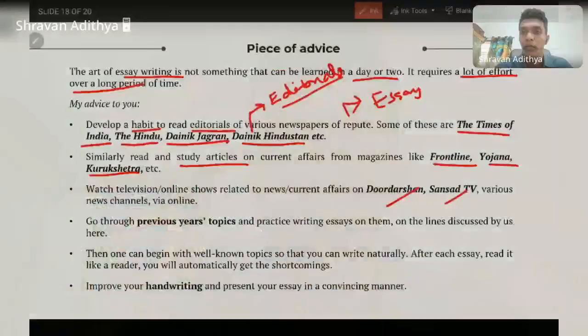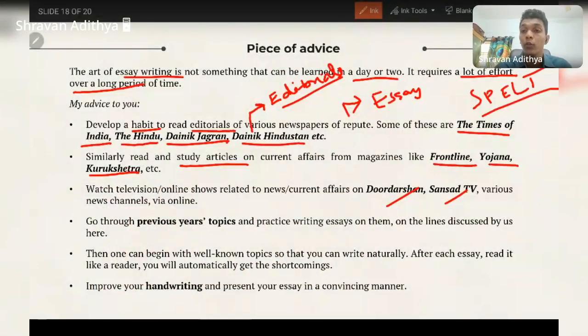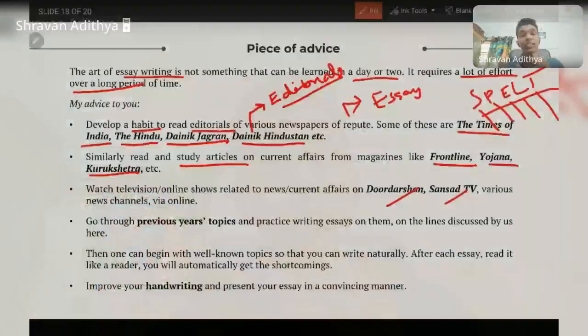Okay, these things will be really helpful while gathering points. We talked about writing in the SPELT approach, but you need points for each and everything, right? What I have taught you is how to write an essay. What to write in an essay is something you have to prepare on your own. For that, you have to read these articles.